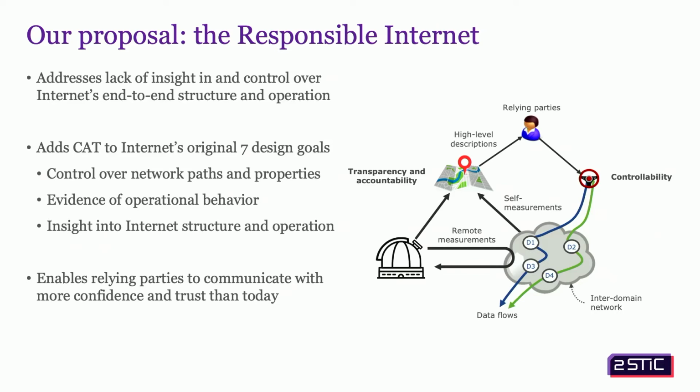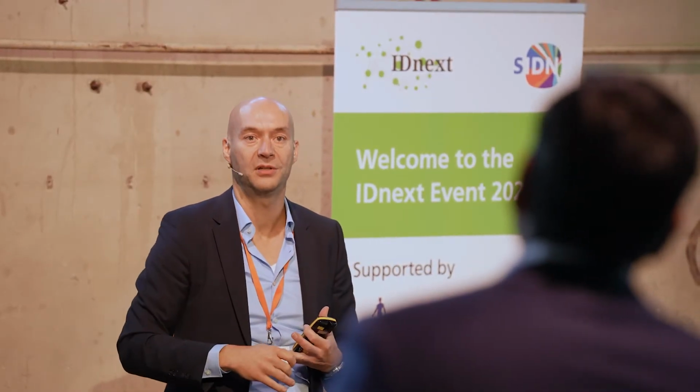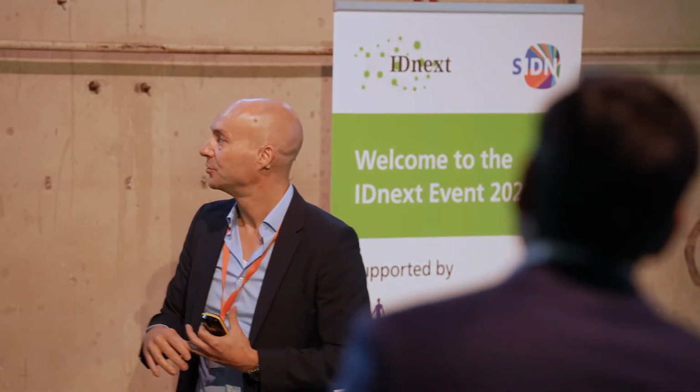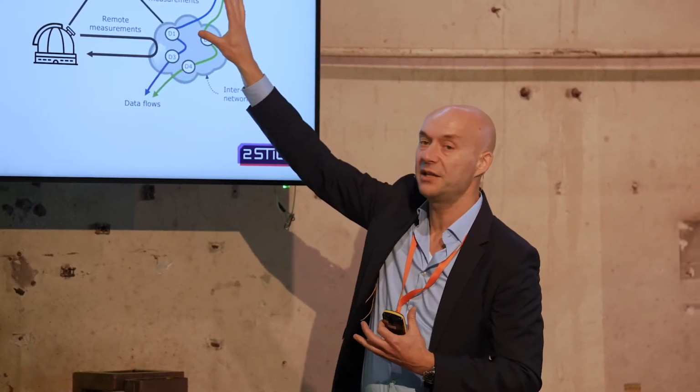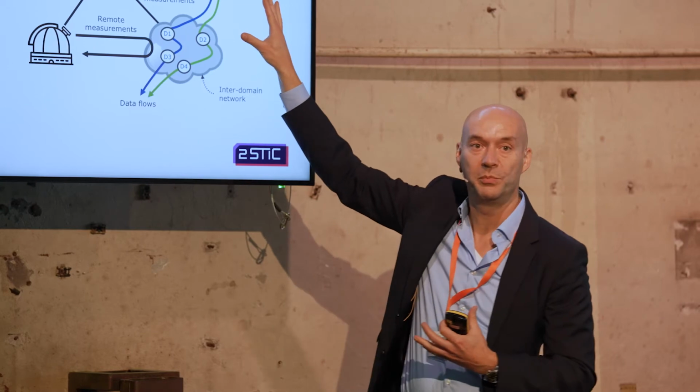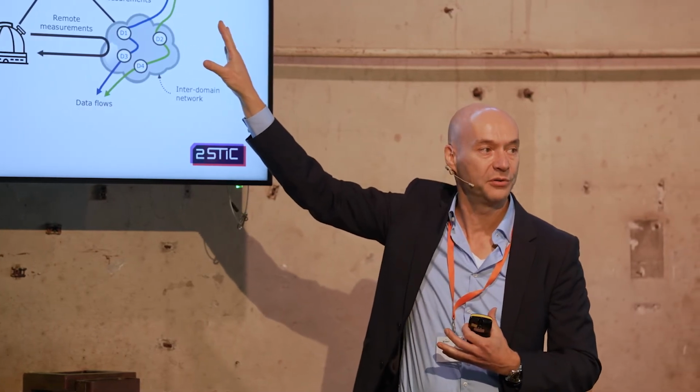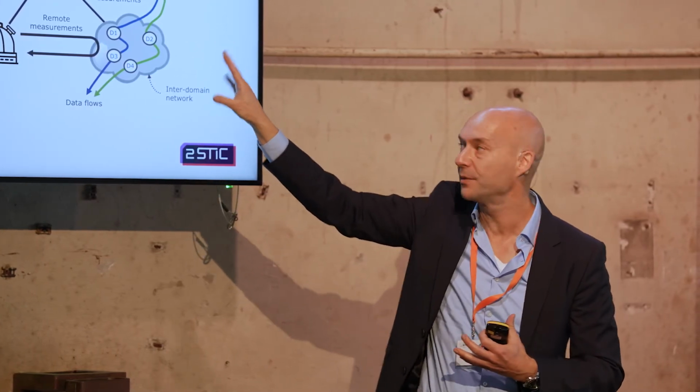And then the second part that we need is controllability. So we need a network that also enables these relying parties to express what types of autonomous systems or what types of networks they want to use for forwarding their data to the remote destination. Okay? So this is where the cycle goes like this, creating a map of the internet infrastructure, getting that insight, and then using the map to be more in control of how your data flows through the network. Okay?